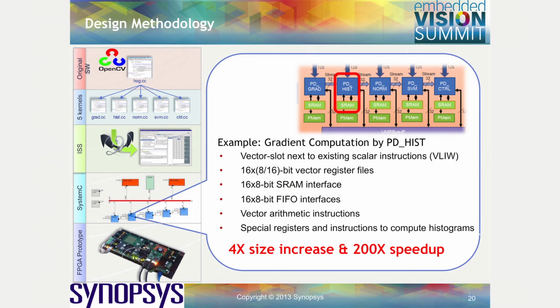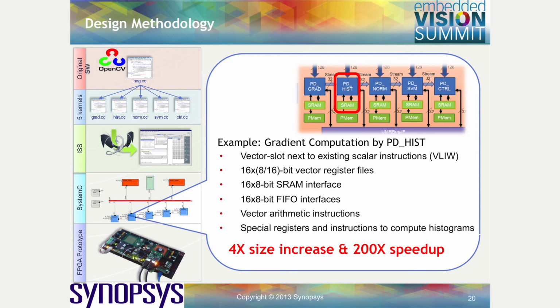So if you zoom into one example, for example, one processor which is doing the histogram computations is more or less the most complicated one of the system. What we did there is we added a vector slot next to the scalar instruction. So we added a 2-slot VLIW, just a scalar slot and a vector slot next to it. We added vector registers to it. We made the existing SRAM interface slightly larger, so both the scalar instructions and the vector instructions would be able to read from it, but the vector instructions can read it in one cycle. Then we also added the FIFO interfaces. We added some very general purpose vector arithmetic instructions like vector multiply, vector addition and shifts, and so on.